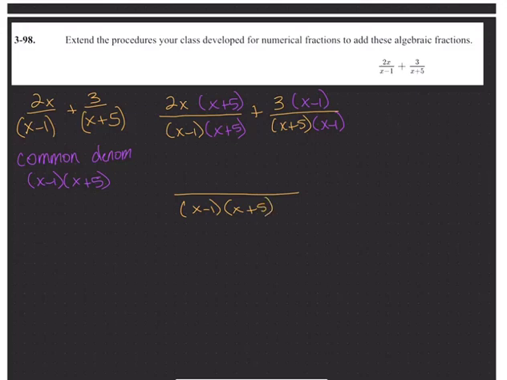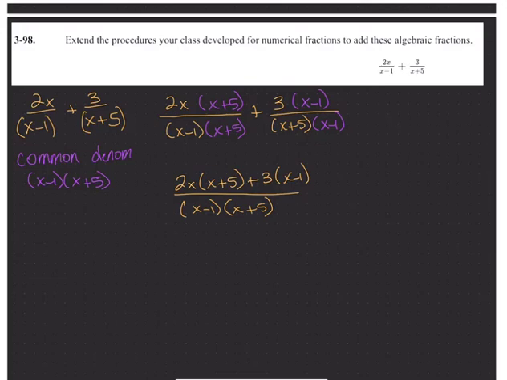And then on top, I have this little piece. So I have 2x times x plus 5. What am I doing? I'm adding these, so I have to add. And then I have, from my second fraction, 3 times x minus 1. All right?